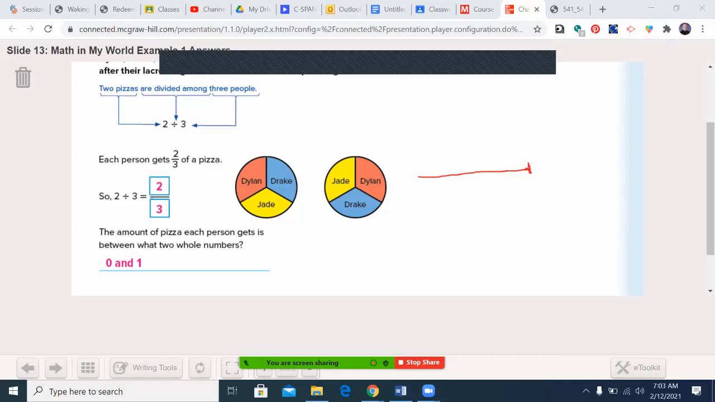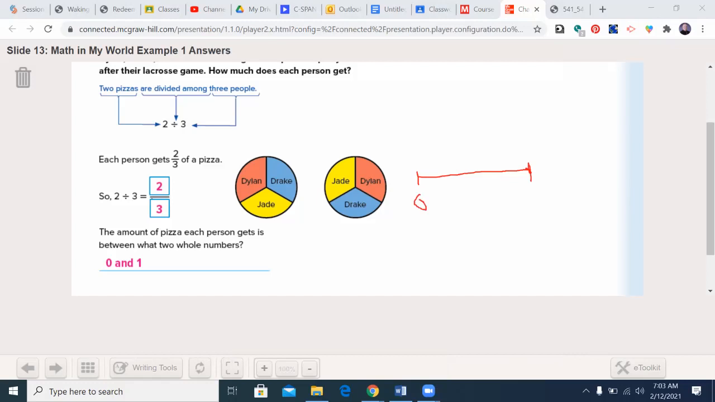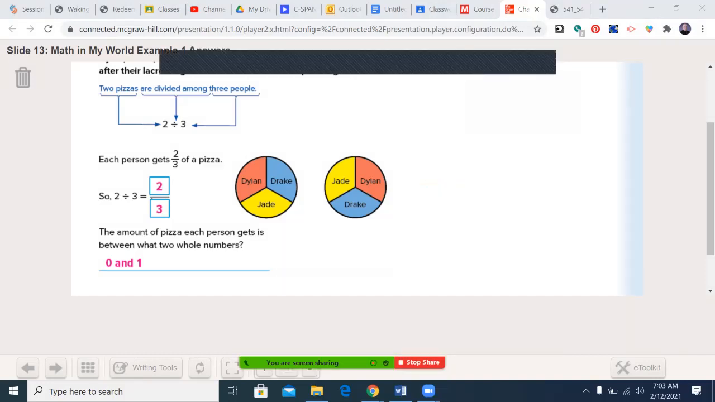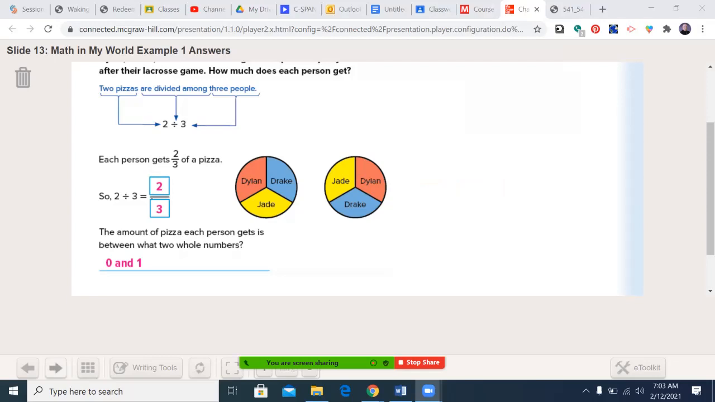If this was a number line, here's 1/3, 2/3. It's right here. So it's between the 0 and the 1. All right, let's continue on to the top of page 552. And this is example niche.